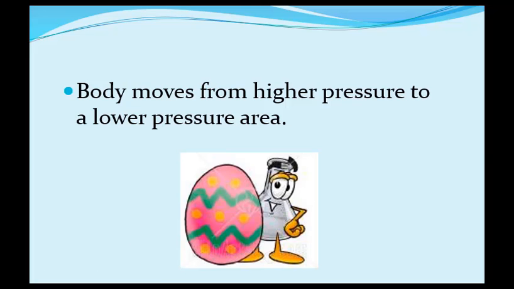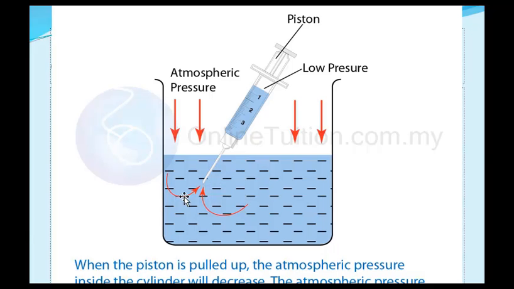Okay, again, take note that a body moves from a higher pressure to a lower pressure area. Let's take a look at these examples. So if you have here a syringe, and you want to get the water inside the syringe, when you pull the piston, what you are creating is a low pressure area. But surrounding it is a higher pressure area. Therefore, the liquid can move from the beaker to the syringe because it's pushed from the higher pressure area to the lower pressure.